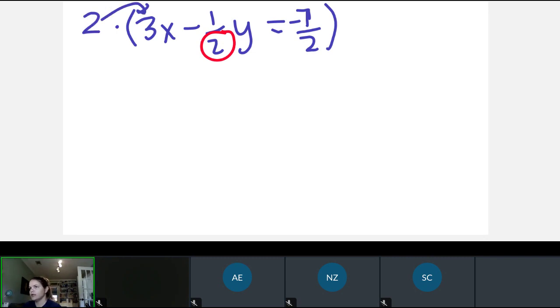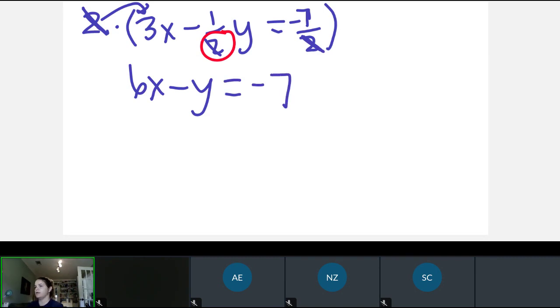Okay. So 2 times 3x would be 6x. 2 and 2, those are going to cancel. So I'm left with minus y. And then again, 2 and 2 cancels on the bottom. So I'm left with minus 7. So when you have a fraction, just go ahead and multiply the entire equation by the denominator. And then you can solve.